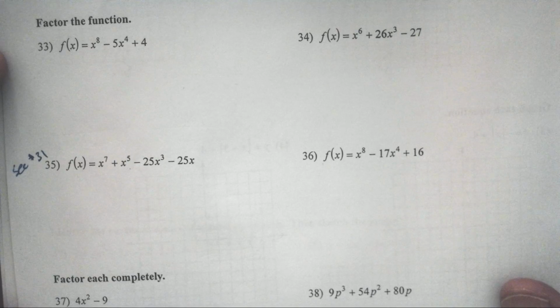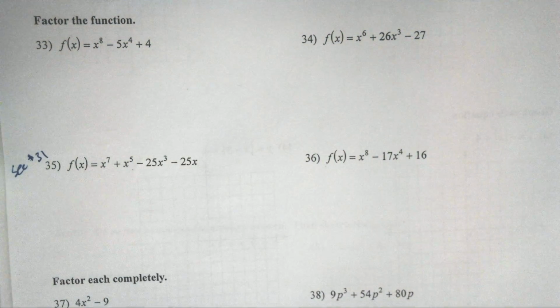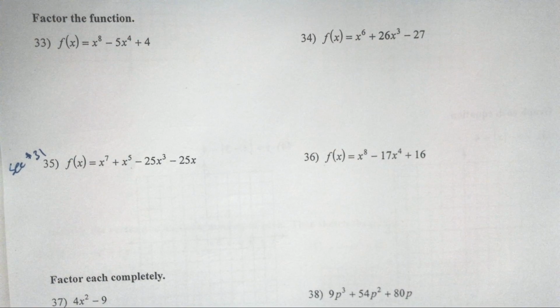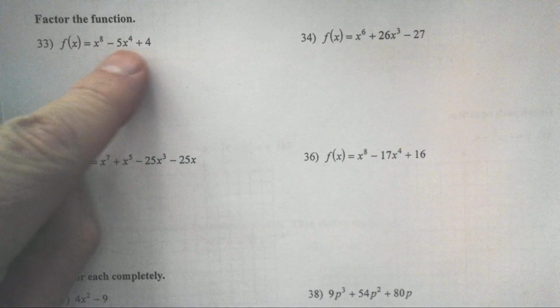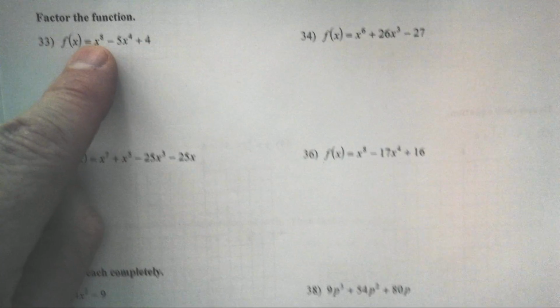Okay, again, factor the function. If we have 3 terms, and before I say that, let me say this. You should always look and see if there's a constant we can factor out first. Can I factor out an x out of all of these? No, there's no numeric factor I can cancel out of this.